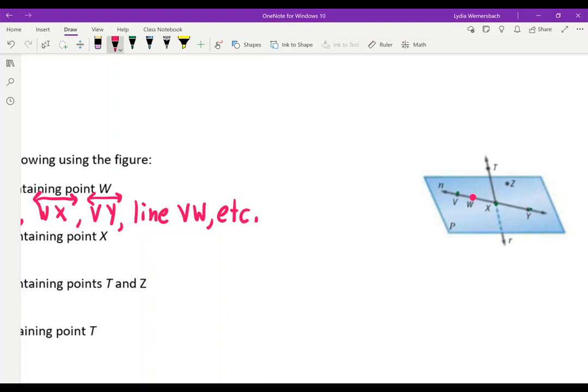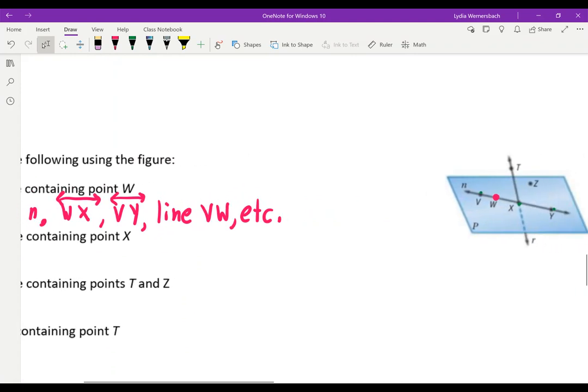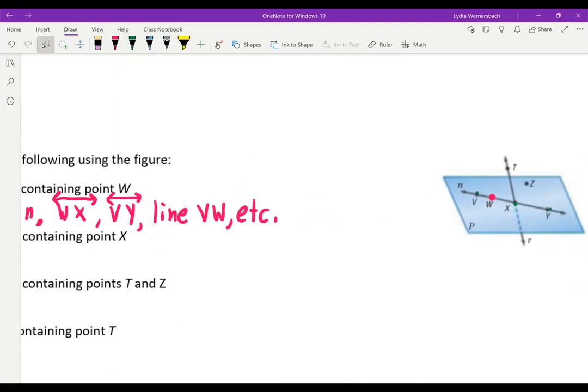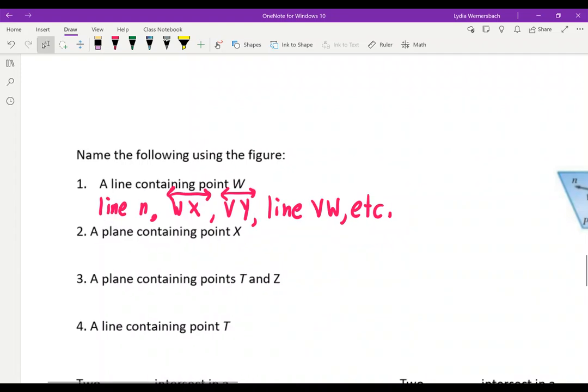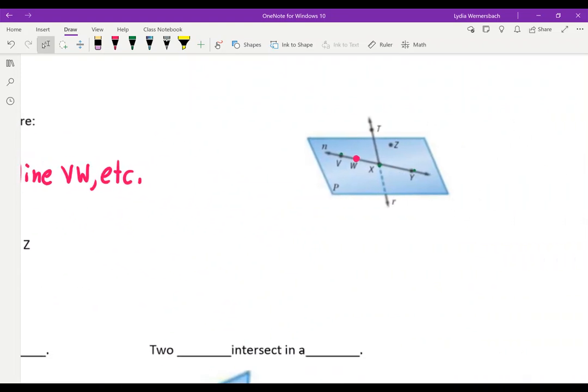So it said give a line. So really you only need to give one of these, but I just want us to get used to there being more than one name. Okay. So the next one says a plane containing point X. So here we're looking at point X. We're looking at this point right here.